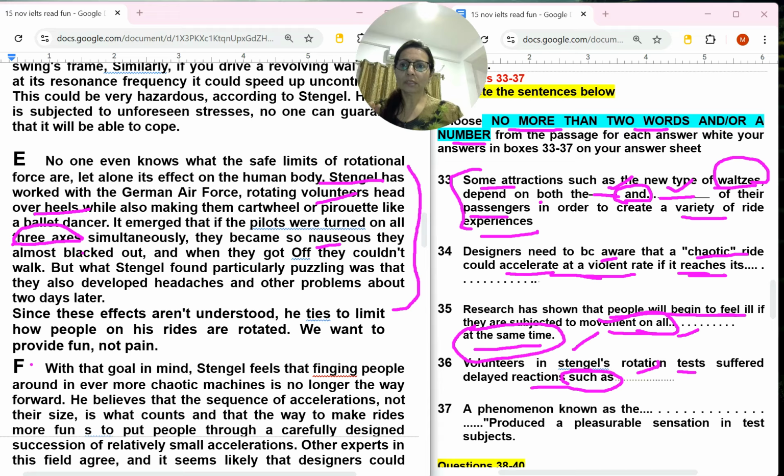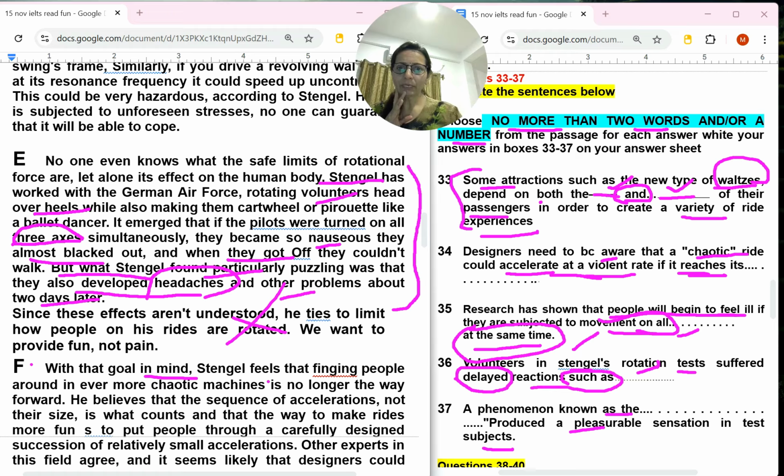They became so nauseous they almost blacked out. When they got off, they couldn't walk. But what Stengel found particularly puzzling was that they also developed headaches and other problems about 2 days later. So delayed here is delayed reaction. They are talking about the volunteers in Stengel's rotation test who suffered delayed reaction. Delayed means after 2 days later. So what have they got? Headaches. So here headaches we will write in this. Now next one is a phenomenon known as, produced a sensation in subject. Okay. So this paragraph is done.